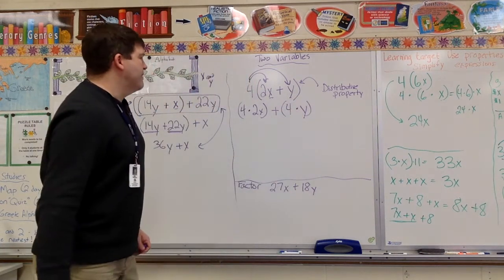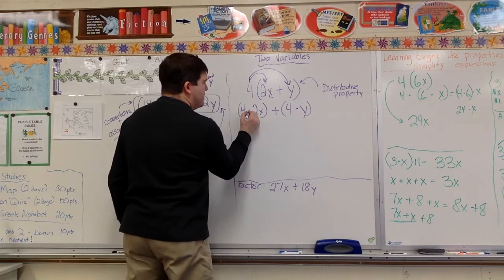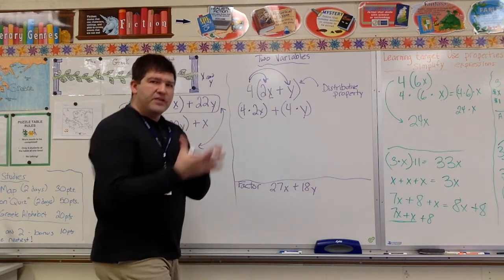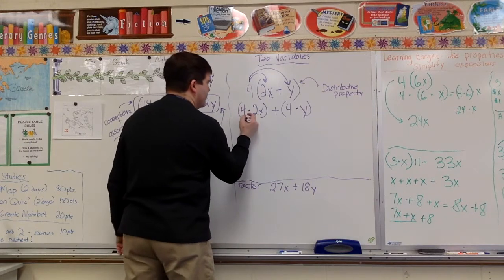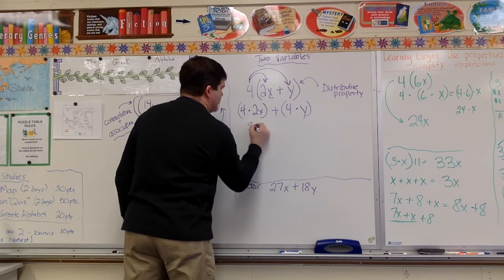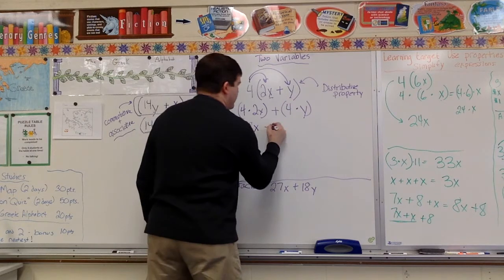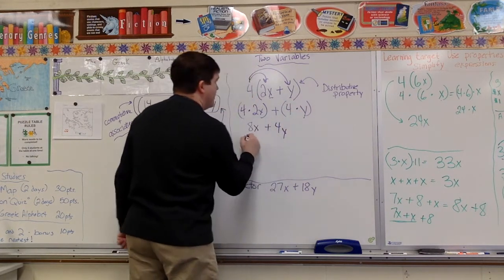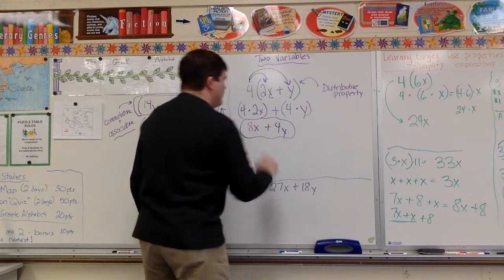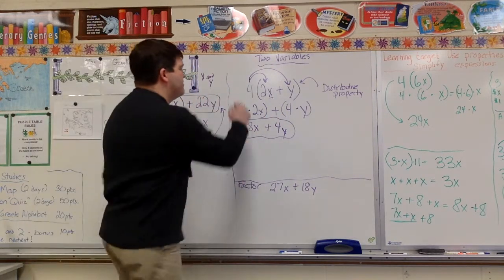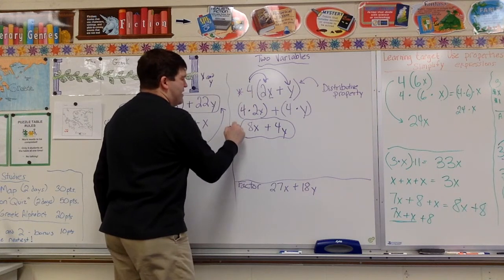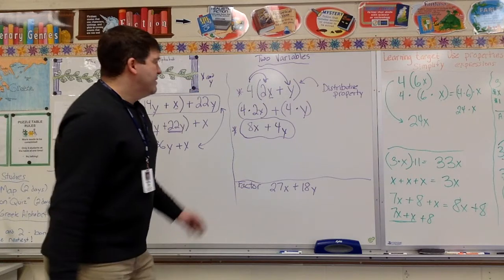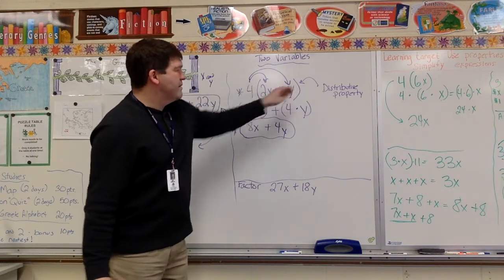And let's see what I get. Now, because 4 times 2 times x, those are all multiplication, I can put them all together. 4 times 2 is 8x plus 4 times y, it's going to be 4y, and there is my simple form. So this right here is the same as that right there. They're equivalent expressions. And I just did the distributive property.